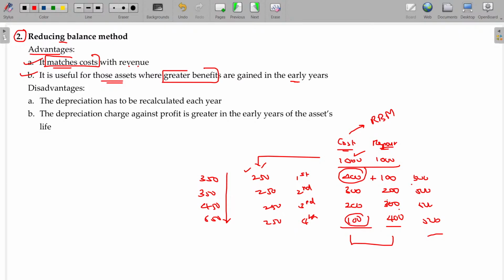What are the disadvantages? The depreciation has to be recalculated each year. So every year you have to recalculate the amount of depreciation we charge, and that's a problem. And the depreciation charge against profit is greater in the earlier years, in the reducing balance method.